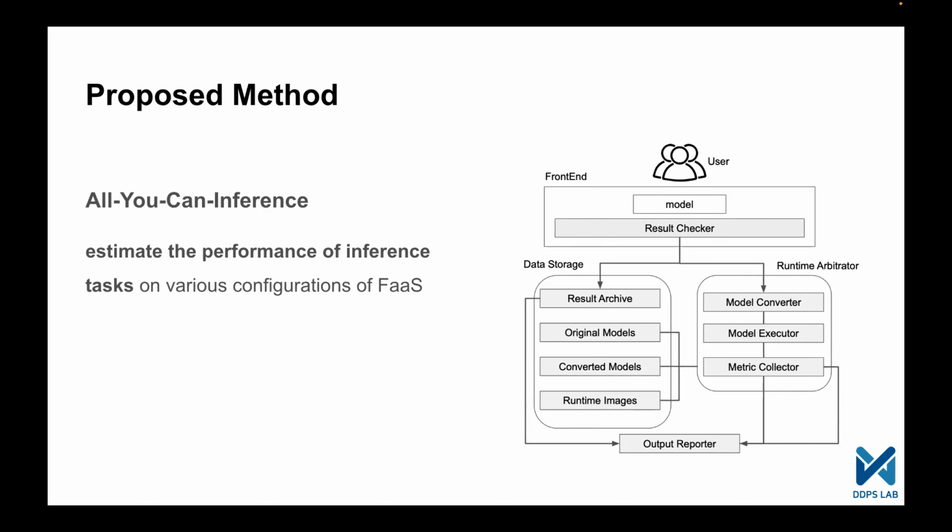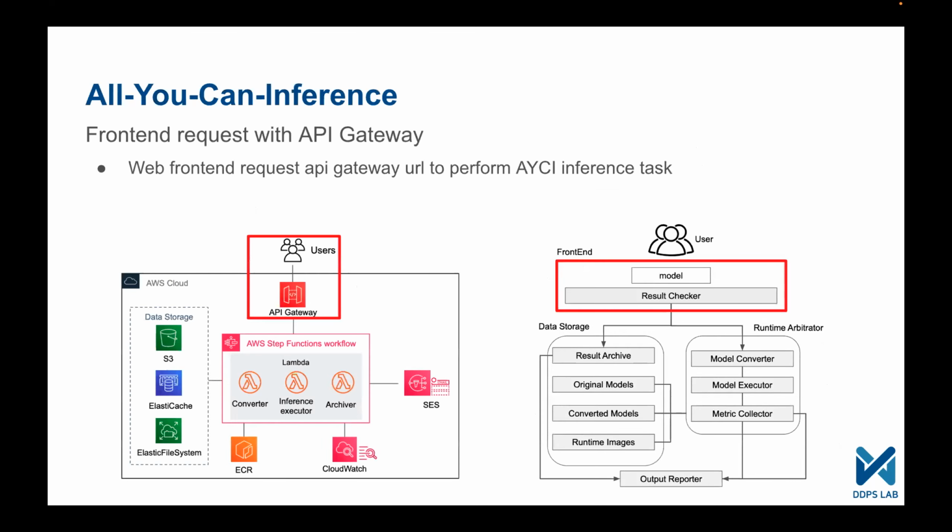All-You-Can-Inference consists of a frontend, data storage, runtime arbitrator, and output reporter. The frontend takes a DNN model to execute as an input argument from a user on a website. Users can specify the runtime configuration of the target hardware, the model optimizations and hardware compilers, the batch size for batch processing, and the allocated memory size for the serverless environment. After the configuration, the frontend requests the AWS API Gateway for an inference task with the user-specified FaaS configuration.